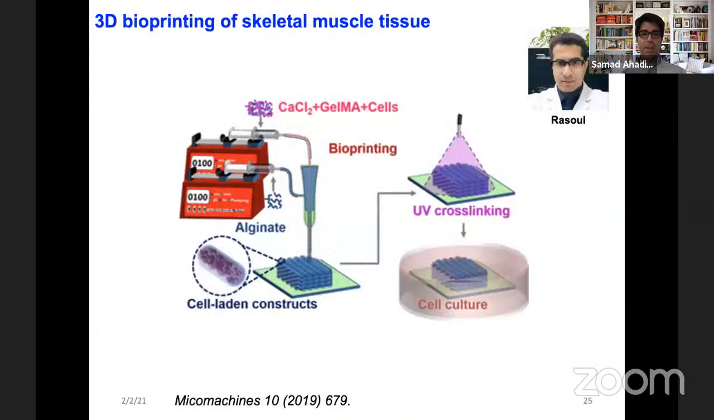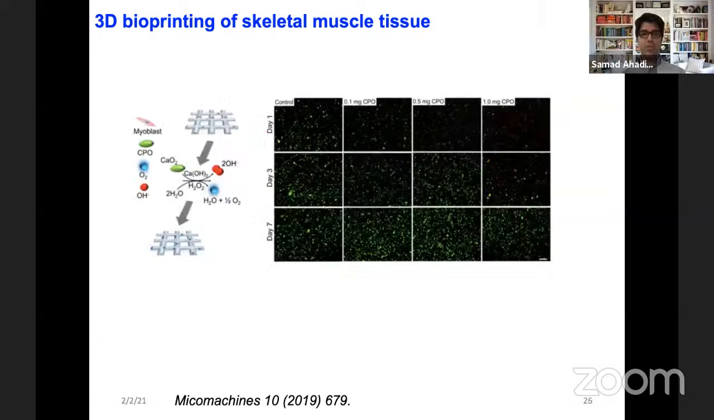graphene. And at the final, let me explain a little bit about our current research, which is about the 3D bioprinting of the skeletal muscle tissues. We came up with a functional bioink using alginate and GelMA hydrogels, and using that, we came up with functional muscle tissues.